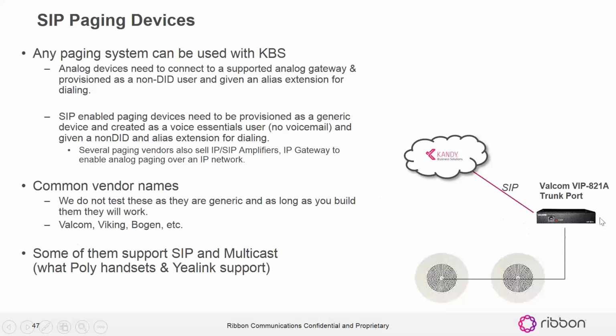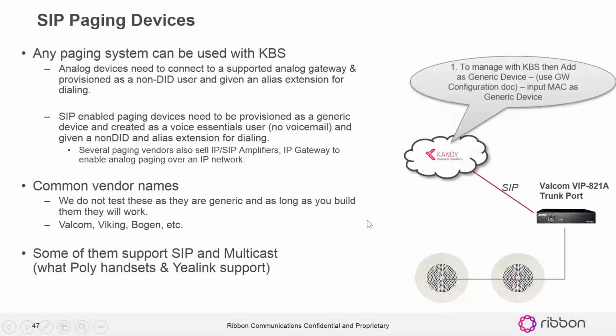This particular one is a Valcom VIP 821, and it has all kinds of ports on it, but it can be a SIP line as well. And so it's connected up here. Now, just so you know, we don't list out Valcom and Viking and Bogen and all that because they're generic to us. We test the ATAs and analog gateways that will convert it to SIP. There are lots of different ones out there, and you choose what makes the most sense, and they're priced according to how many zones they have and the other functionalities.